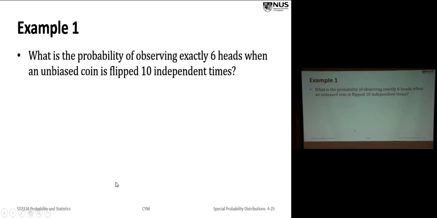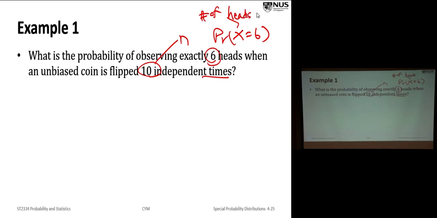Okay, so let's look at some examples. What's the probability of observing exactly 6 heads for an unbiased coin flipped 10 independent times? So obviously, we have 10 trials. So this is n. And what we want to ask is: what is the probability of x equal to 6, where x is the number of successes, or number of heads, out of 10 tosses or 10 flips. So this is 10 trials, and x is the number of successes out of n trials, out of 10 trials. So we are asked what is the probability of x equal to 6.